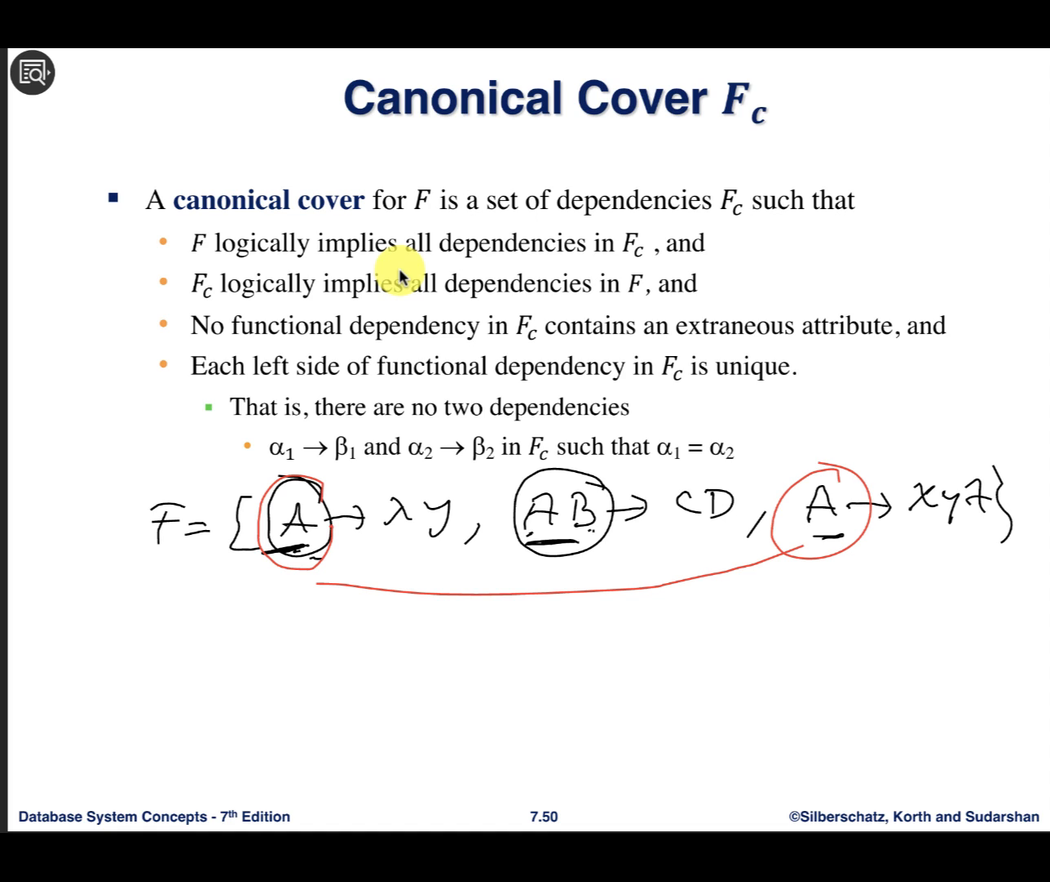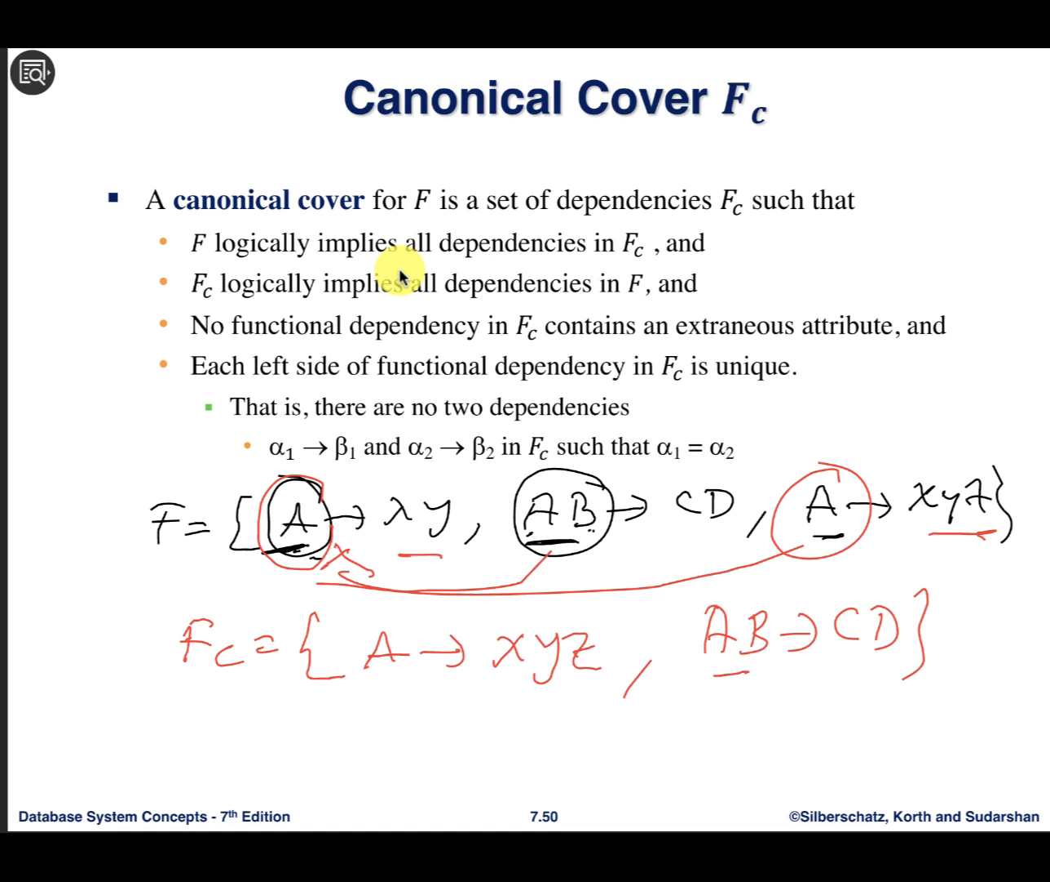Okay? So in this case, in FC, you have to do the following. You have to say A will be X, Y, Z, you combine this, and the AB is going to be the same as it. Okay, please don't combine this with this because these are different. This is two attributes and this one is one attribute. Okay, so that means unique.